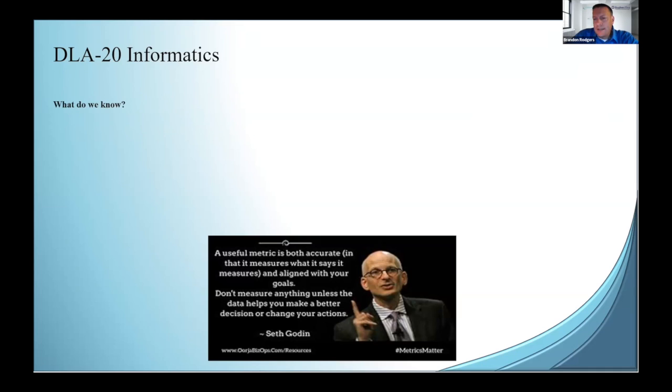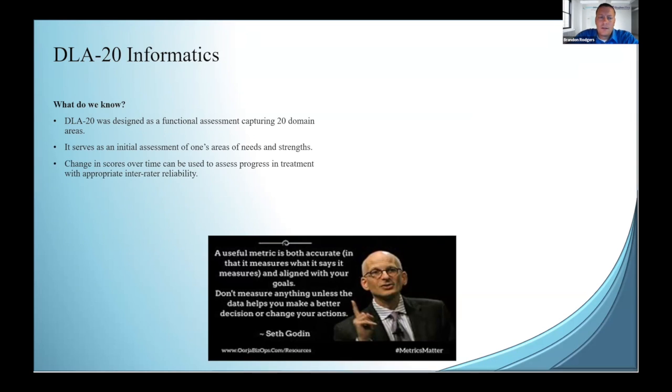So let's take a look at some of the things we already know about DLA 20. It's designed as a functional assessment, captures 20 domain areas. It serves as the initial assessment in our system of one's areas of needs and strengths. Change in scores over time can be used to assess progress in treatment with appropriate inter-rater reliability. So that's a big term, inter-rater reliability.